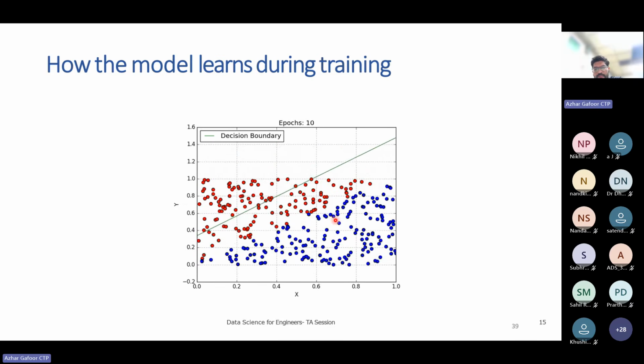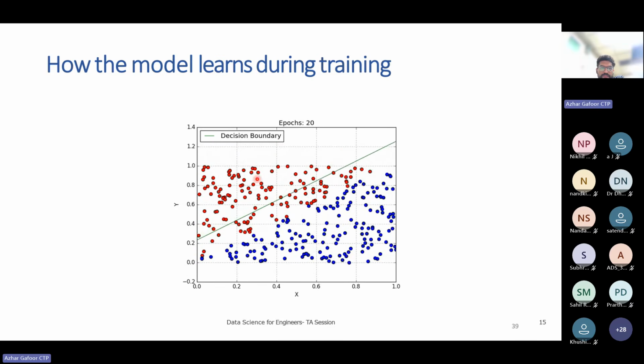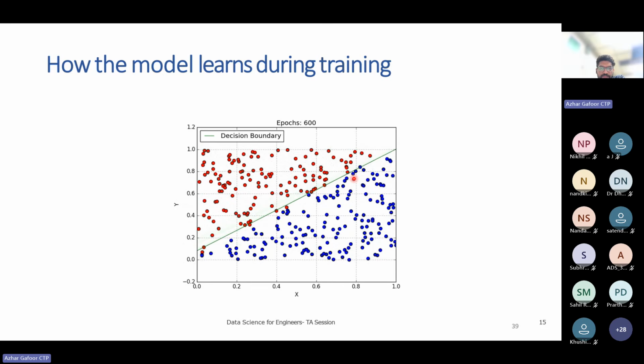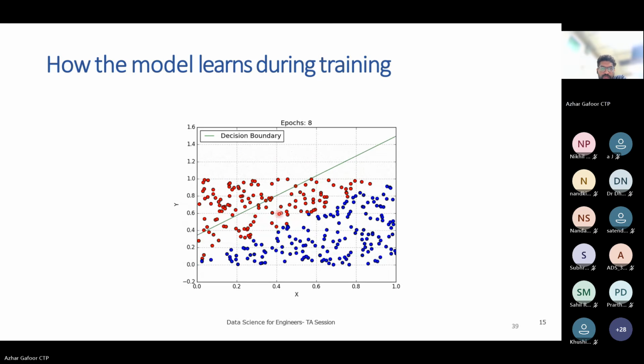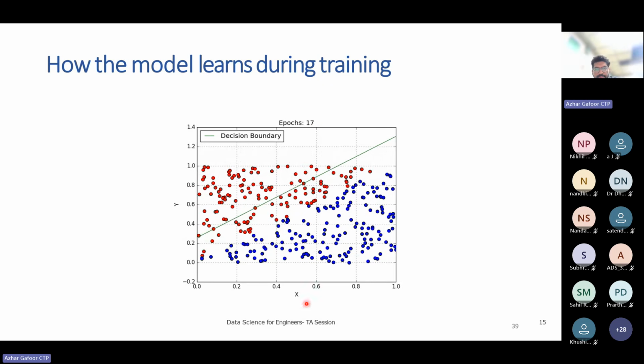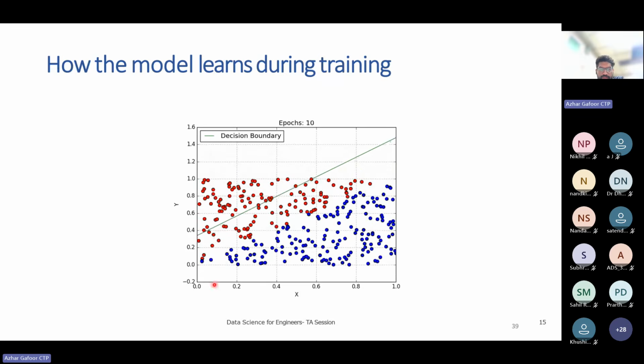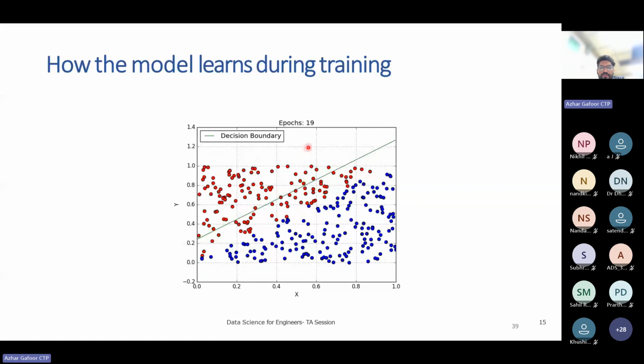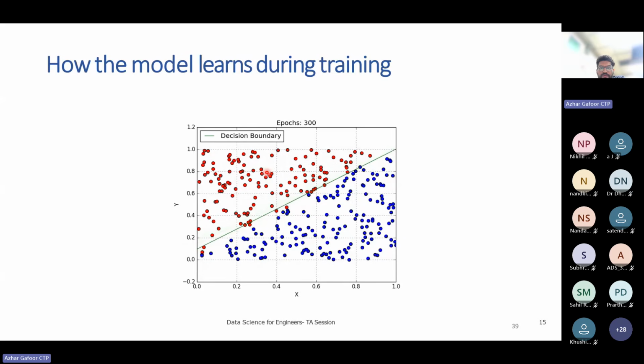If you can see this, this is our decision boundary. It is continuously learning to separate different classes. At epoch 0, it starts from somewhere below. Then on continuous epochs, it will move such that all the points belonging to the same class fall on one side of the line.